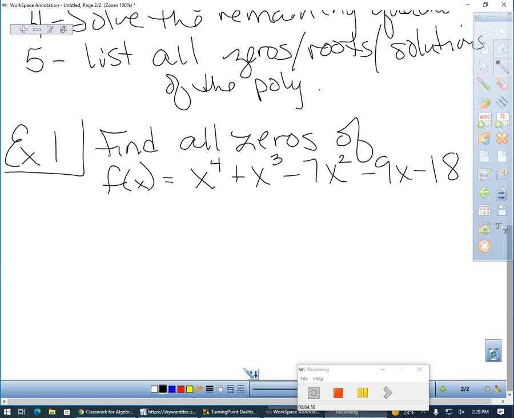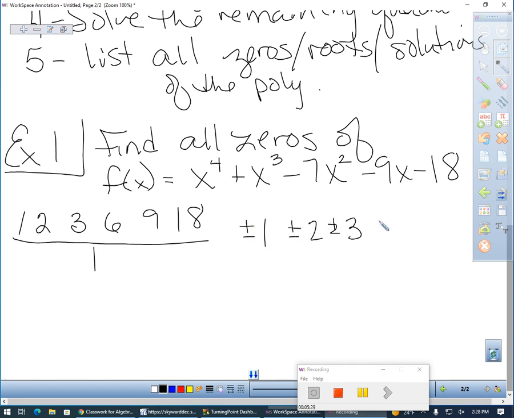Step one is to list all possible roots. That's what we did yesterday and the day before, right? We take all factors of 18. So 1, 2, 3, 6, 9, and 18. And we divide by all the factors of the first number, which are 1, right? So our possible are plus and minus 1, plus and minus 2, plus and minus 3, plus and minus 6, plus and minus 9, and plus and minus 18.